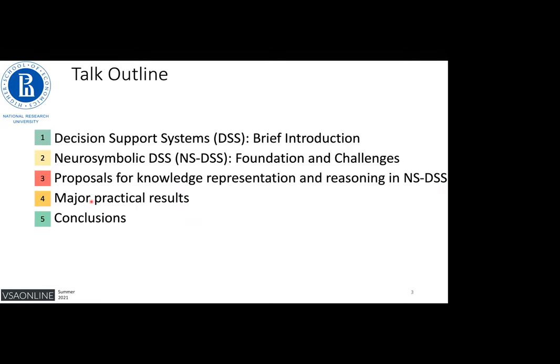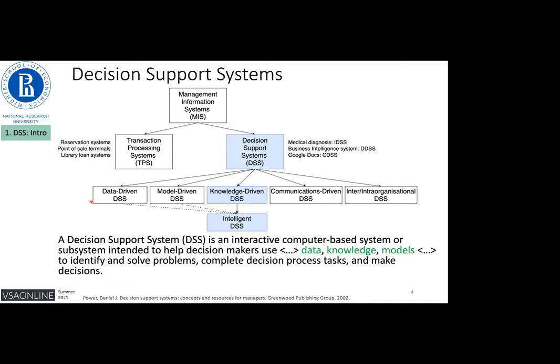The talk today will be split into five parts. First of all, we will get some context of what is a decision support system. Then we will understand what are the challenges of building neural symbolic decision support systems. And then we will focus on knowledge representation and reasoning in such systems. And I will show some practical results obtained to this moment. And of course, we will formulate the directions for further research and make some conclusions.